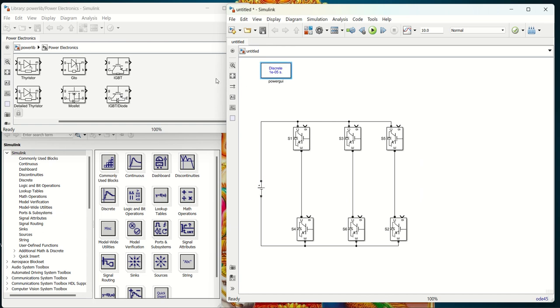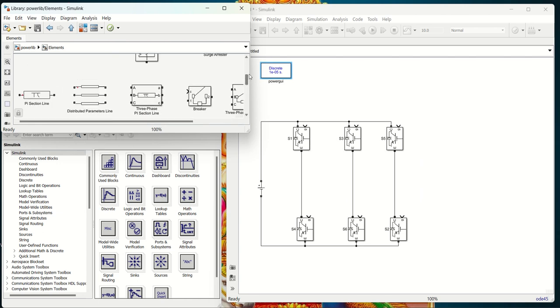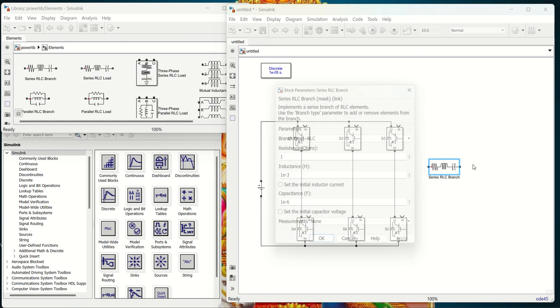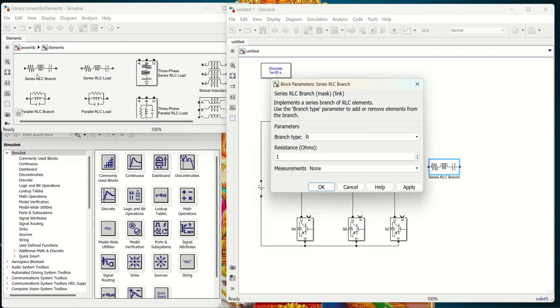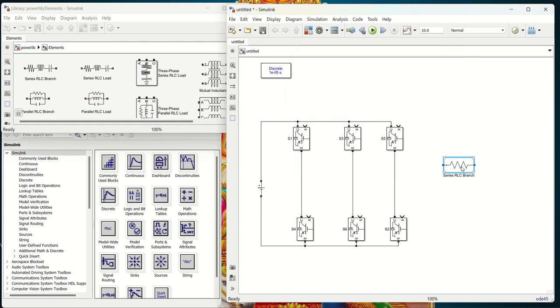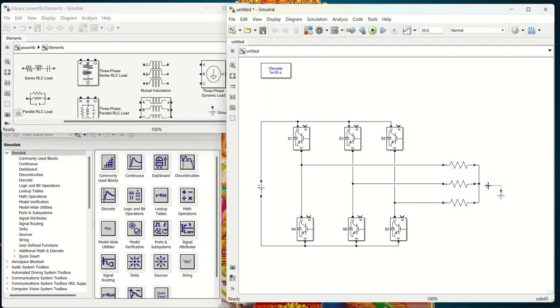Now I am using only a resistive load. Currently, I am not taking any inductive load. So here I am taking the RLC branch, not the load. In the last lecture I told you the difference between the load and the branch. I have taken the value in ohms, randomly. Fine. Now I'm going to connect in a star connection, for A phase, B phase, and C phase. Now I want to connect the neutral to the ground.